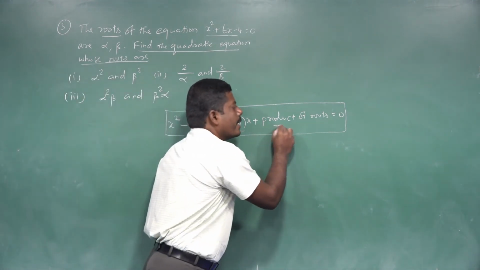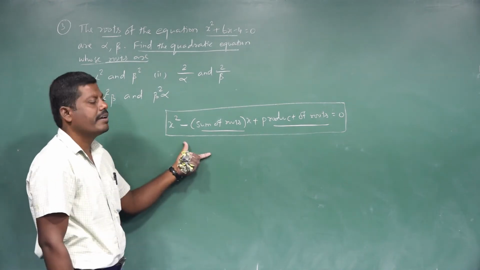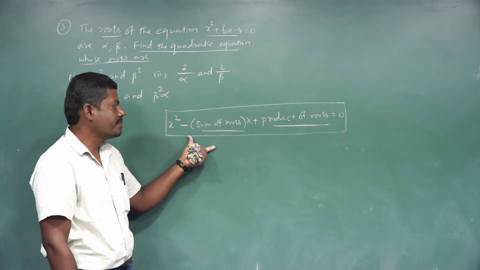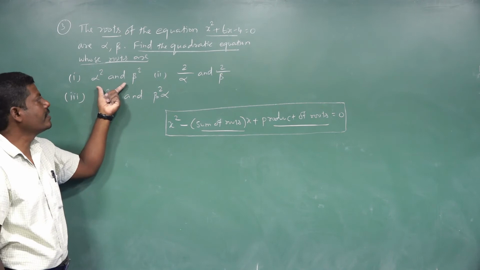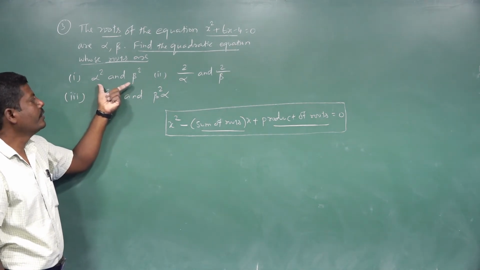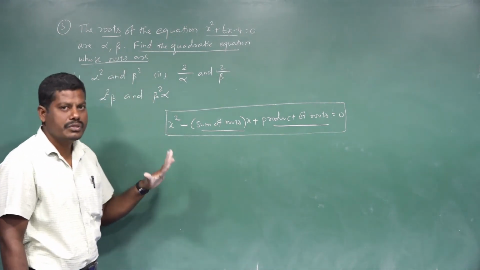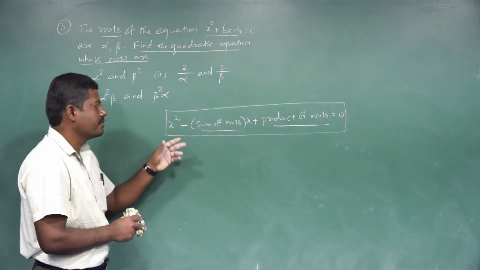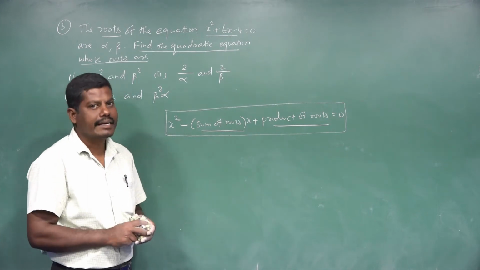And also product of roots. We should know product of roots, then only we can form a quadratic equation. Otherwise we cannot form a quadratic equation. So for this purpose we want to find sum of the roots. Already roots are given. Alpha square is one root and beta square is the another root. So we want to find sum of the roots and product of the roots. Understand? Then only we can form a quadratic equation.